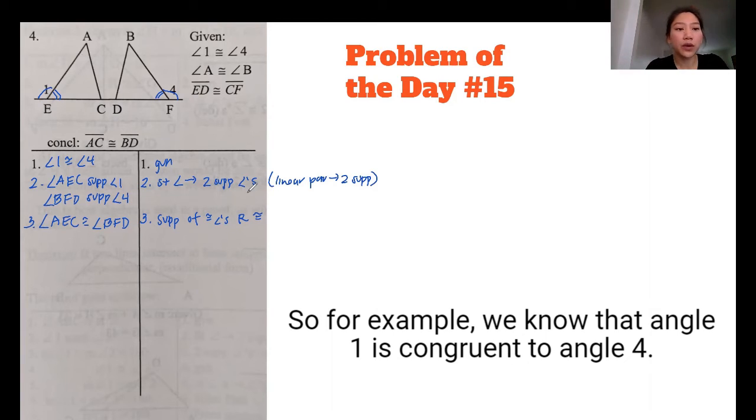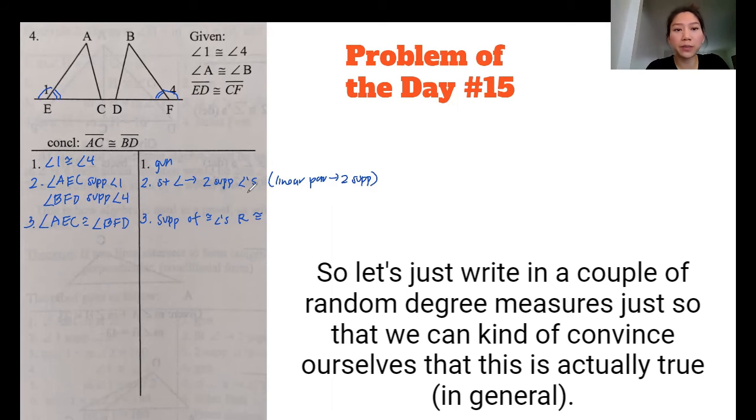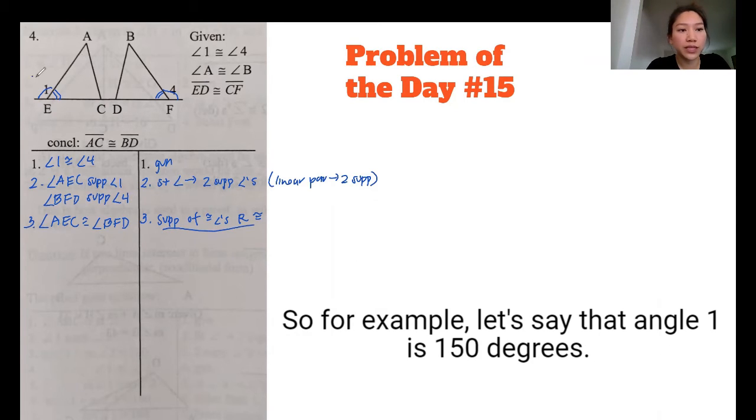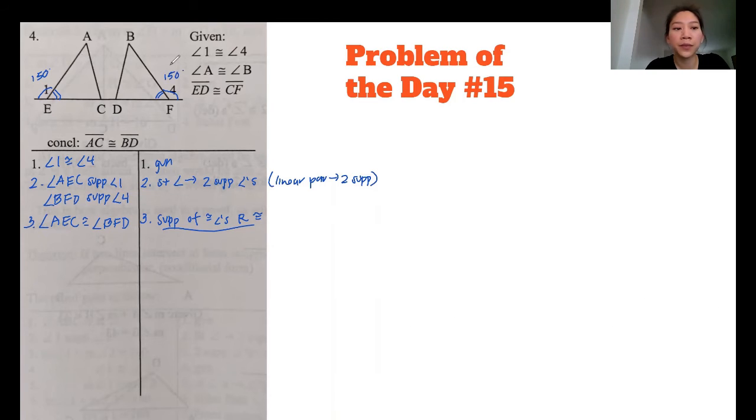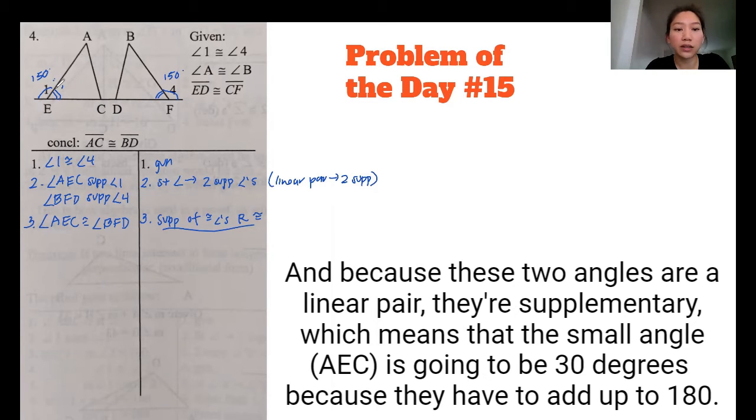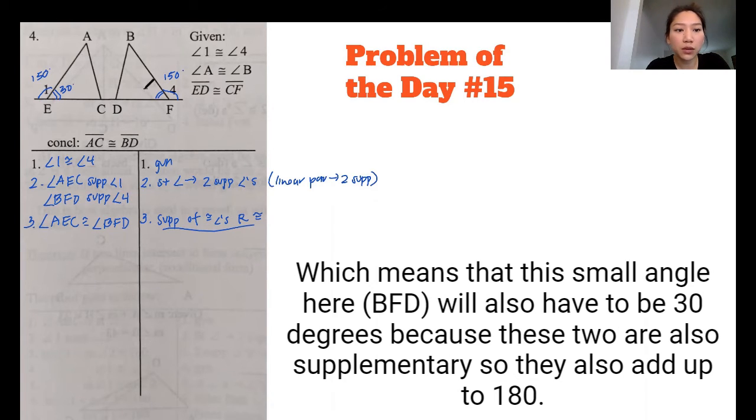So for example, we know that angle 1 is congruent to angle 4. Let's write in a couple of random degree measures so that we can convince ourselves that this is actually true. Let's say that angle 1 is 150 degrees. Because angle 1 is congruent to angle 4, angle 4 will also be 150 degrees. And because these two angles are a linear pair, they're supplementary, which means that the small angle is going to be 30 degrees because they have to add up to 180. That means this small angle here will also have to be 30 degrees because these two are also supplementary, so they also add up to 180.